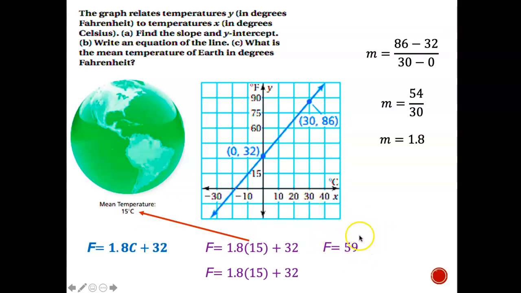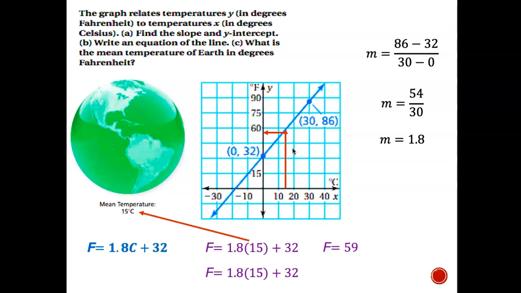I can also make sense of my answer and check if I may be correct by following the graph. I'm going to look for 15 centigrade on the x-axis, which is between 10 and 20. I will draw a straight line going up, and then find the value on the y-axis. If I continue and draw another straight line horizontally, then approximately we are at the right value, which is 59. That's how I make sense of my answer.